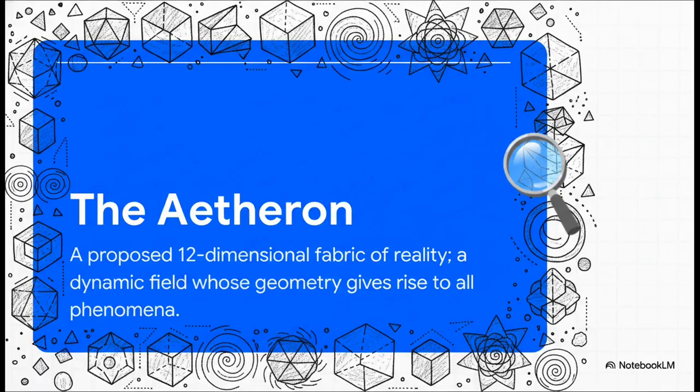So where does all this geometry live? The theory proposes it all exists in this fundamental substrate called the Aetheron. Now, this is not the old-school idea of some static, boring ether. No. This is a vibrant 12-dimensional fabric of reality. That's our 3 spatial dimensions, 1 dimension of time, plus 8 internal dimensions. And it's the geometry of those hidden dimensions that actually encodes all the properties of matter, like charge and spin. It's in constant motion, constantly organizing itself. And that's what gives rise to everything we see and experience.